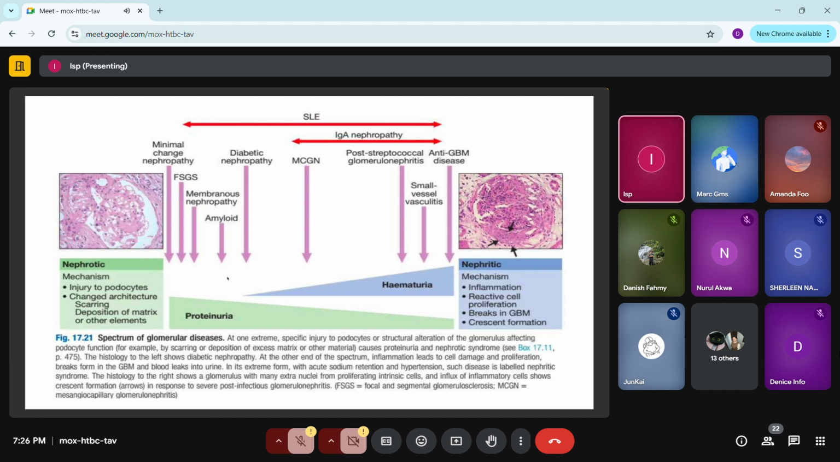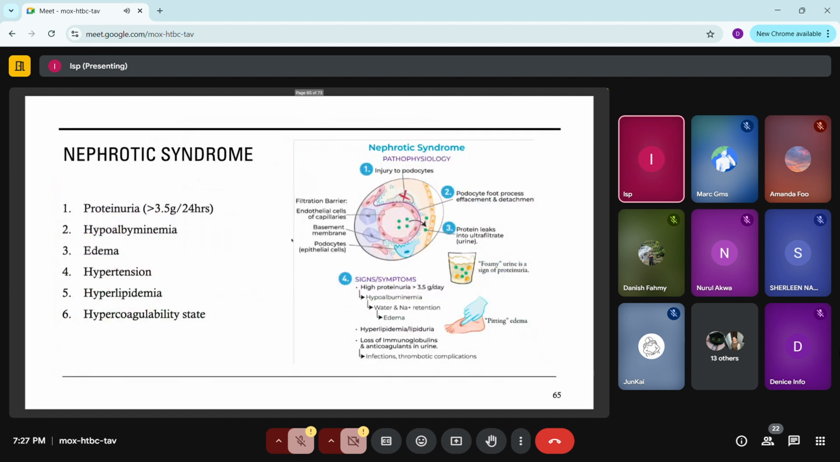Okay. So just remember, the glomerulus can get damaged by a different spectrum of disease. Like I mentioned just now, minimal change disease, SLE, IgA nephropathy, and all these diseases can give you a different spectrum of manifestation, including different degrees of proteinuria and hematuria. Okay, that's what you need to remember.